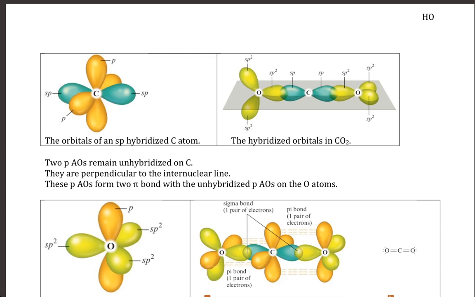2 of those sp2 hybrid orbitals just contain lone pairs. It's the sp2 hybrid orbital that overlaps with the sp hybrid orbital on carbon that gives us the sigma bond between the O and the C.